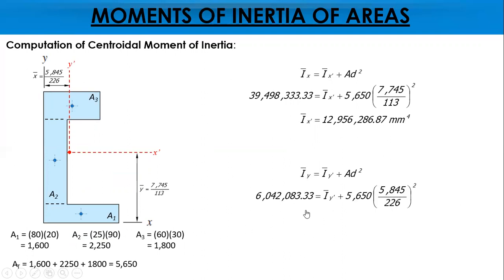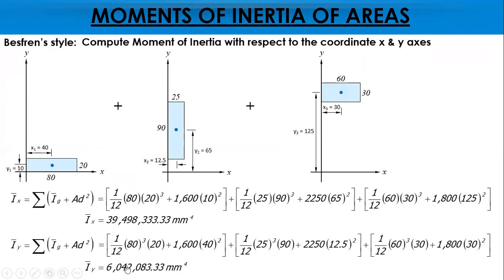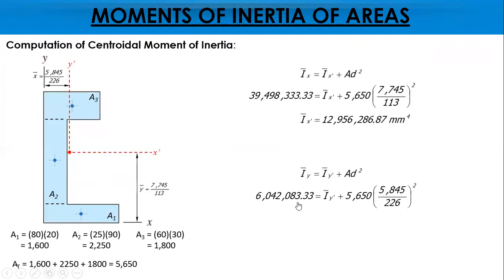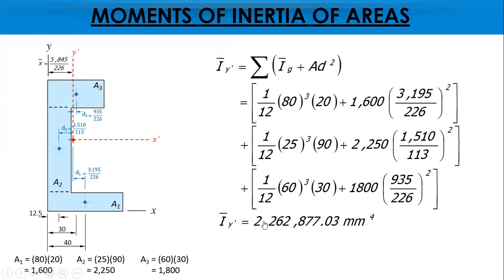Use the values of the previous slide, this one, 6 million. And the D here is X bar, the distance between the two Y axes. It's X bar. We get the result as well. If you want to double-check, recall the previous method, the previous solution rather.